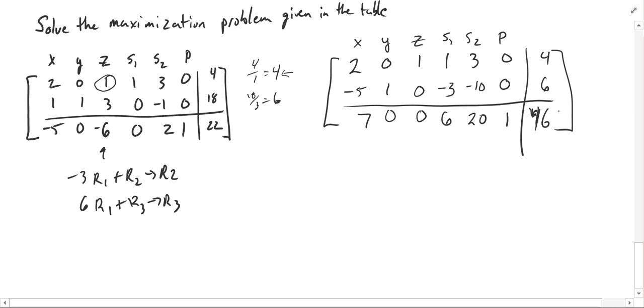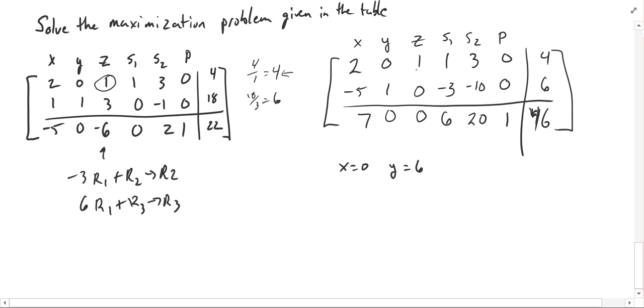And now I see that our bottom row is all positive, so that means I'm at the ideal solution. And then to pick that out of the table, I'm looking at this first equation. The X column is messy, so I'm going to set X equal to 0. The Y column looks nice, and the 1 lines up with the 6. So Y would equal 6.